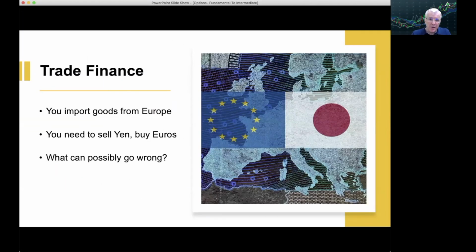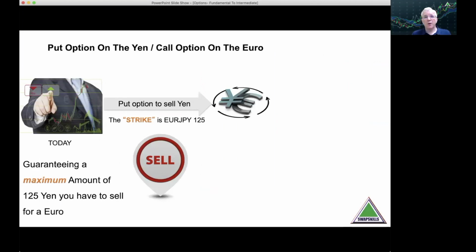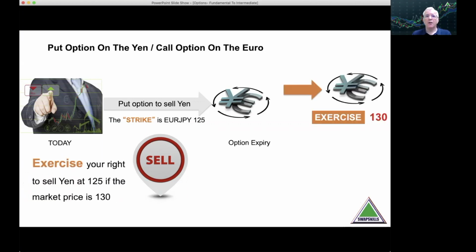Well, what about the other side of the coin? What if you were in Japan buying raw materials from Europe? What you're worried about is maybe euro appreciation. So what you want to make sure of is that you're selling as few yen as possible to the bank to buy the euros that you need to buy parts from Europe. So you're going to buy a put on the yen at 125. That means it's a maximum amount of yen you have to sell to the bank to get a euro back.